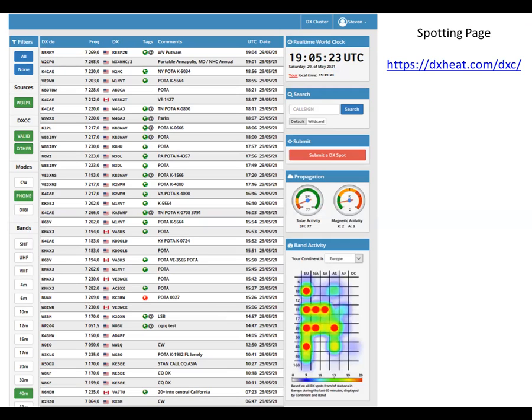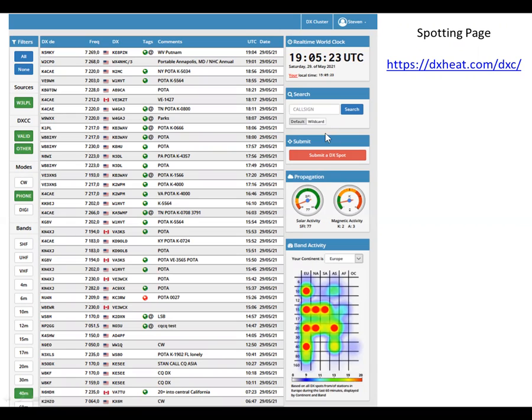There are websites that are ham radio spotting pages. And the way this works, if, for example, you make contact with someone, have a QSO, and you want to tell other hams about it so they can make a contact, you can go to one of these spotting pages. And this one happens to be dxheat.com.